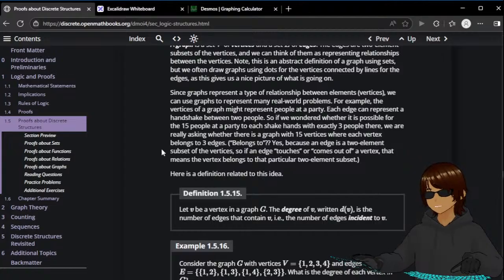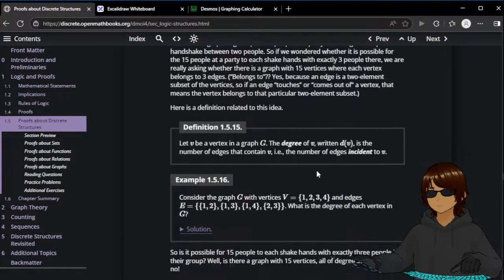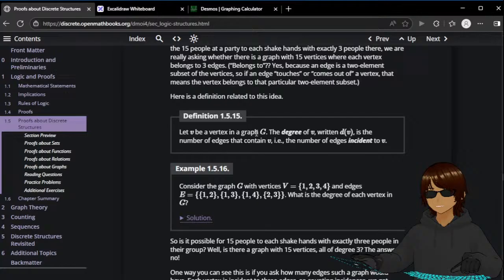So if we wondered whether it is possible for the 15 people at a party to each shake hands with three people there, we are really asking whether there is a graph with 15 vertices where each vertex belongs to three edges. Belongs to, yes, because an edge is a two element subset of the vertices. So if an edge touches or comes out of a vertex, that means the vertex belongs to that particular two element subset. Take a vertex V on graph G. The degree of the vertex, written d(V), is the number of edges that contain V, the number of edges incident to V.